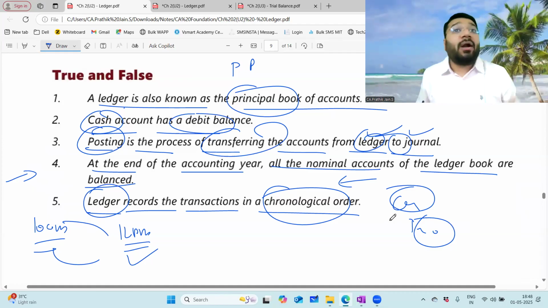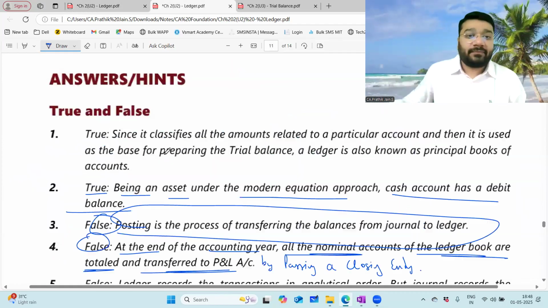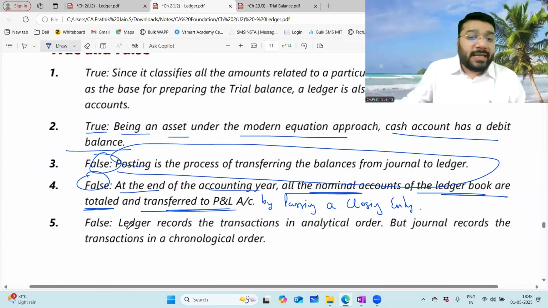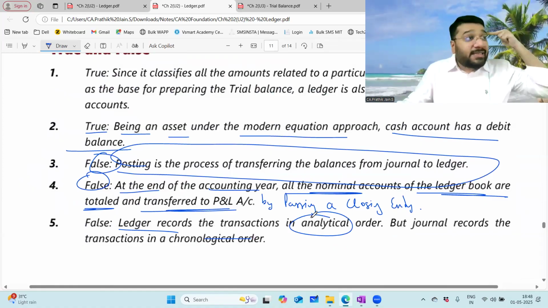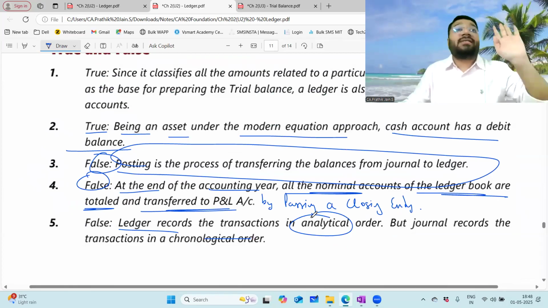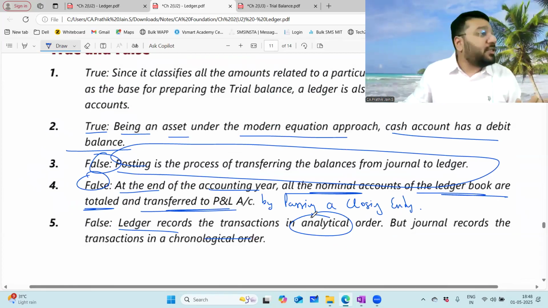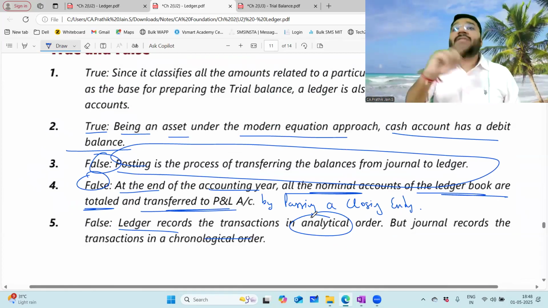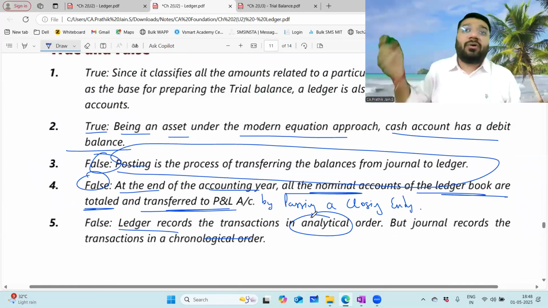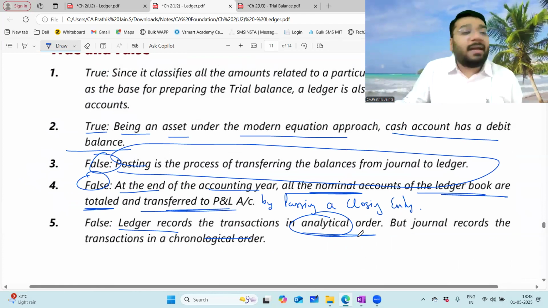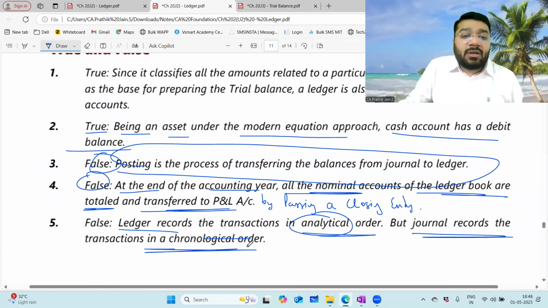So in what order do you record? Analytical order. So ledger records a transaction in analytical order. In an analytical format, we analyze it and we record it. There is no necessity that we have to record in the same order as you recorded the journal. Whenever you come across any journal, you think what entry is that, analyze that and record it in the respective account. So here they have told that it should be recorded in the analytical order. But journal is recorded in chronological order.